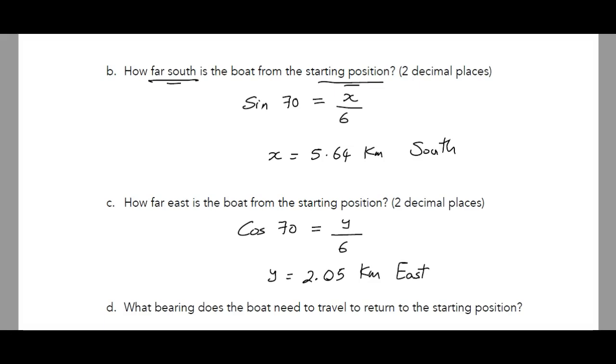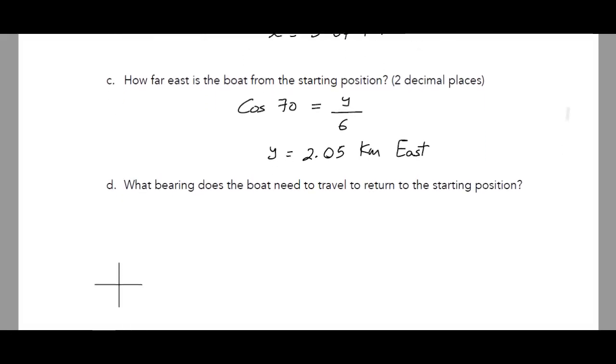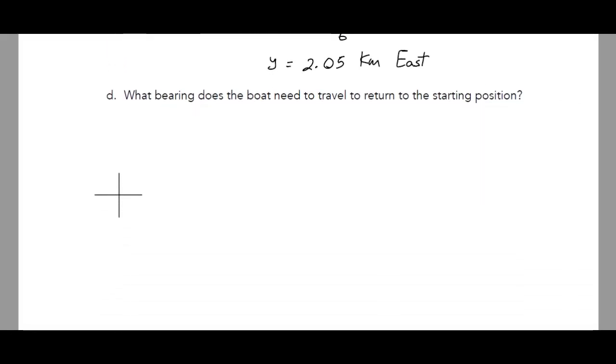Now to get to the final section of this question, they want us to find the bearing the boat needs to travel to return to its starting position. So let's just quickly revisit this diagram. We travel at a direction of 160 degrees T for 6 kilometers. So 160 degrees, again that's my 90, that is 70 degrees, and we reach another point B.